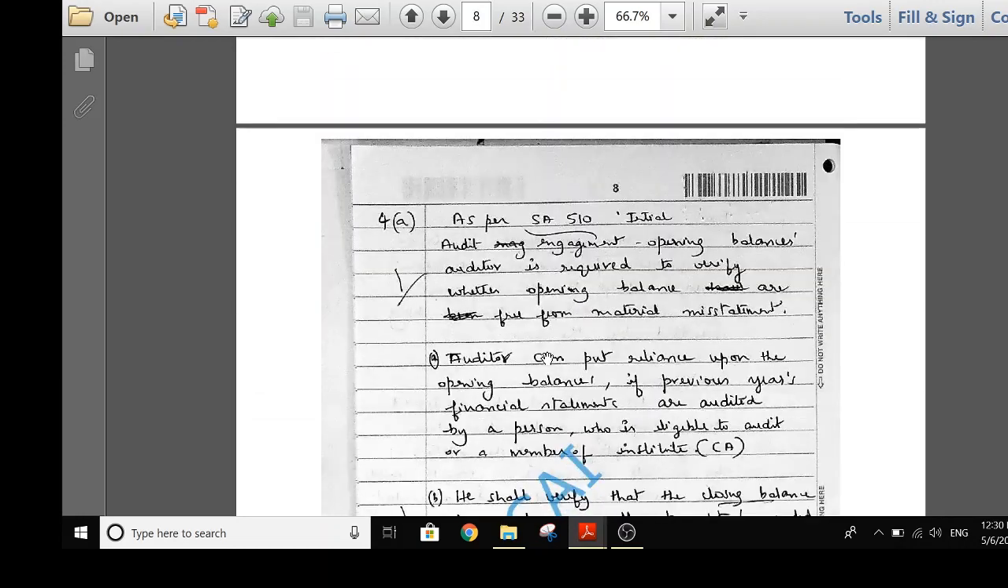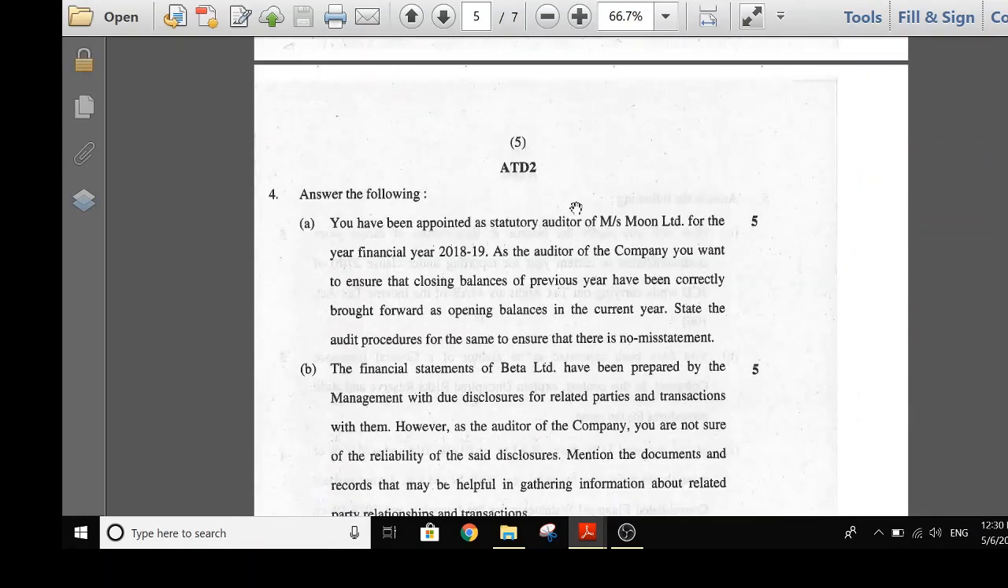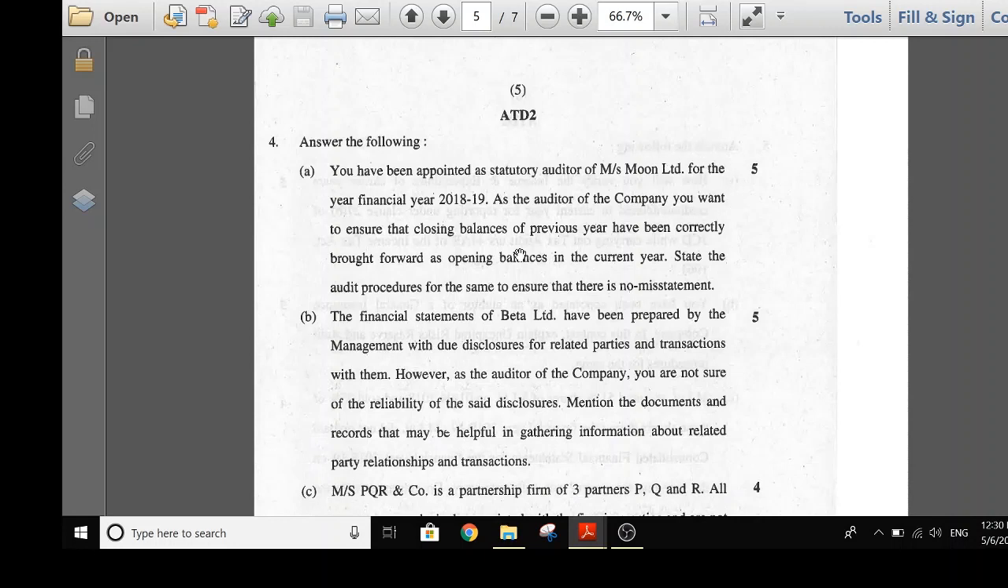After that, I went directly to the 4th question. Even that is a small 5-mark question. You have been appointed statutory auditor of Moon Limited for the financial year. What do you want to ensure? The closing balance of the previous year. So the question is to ensure that there's no misstatement in the opening balances.